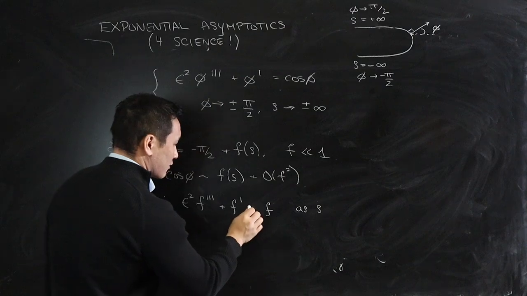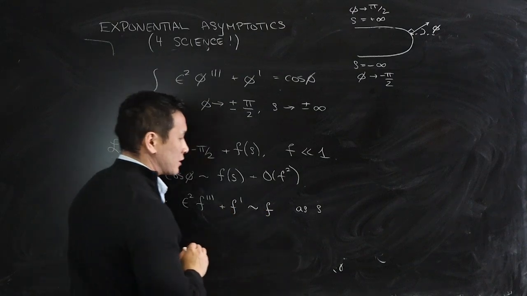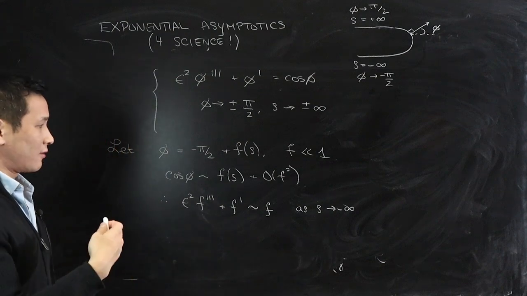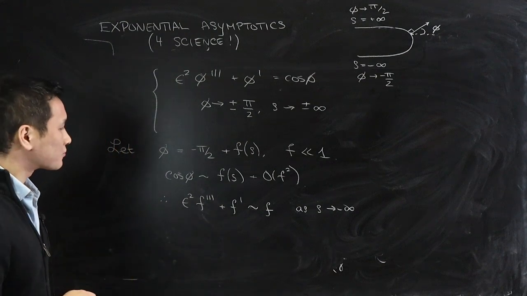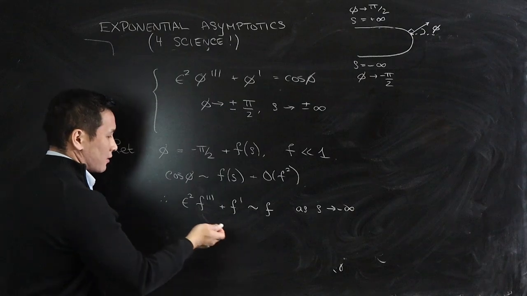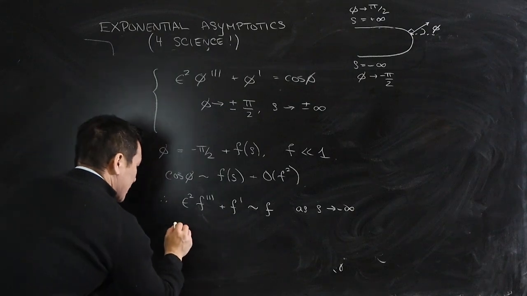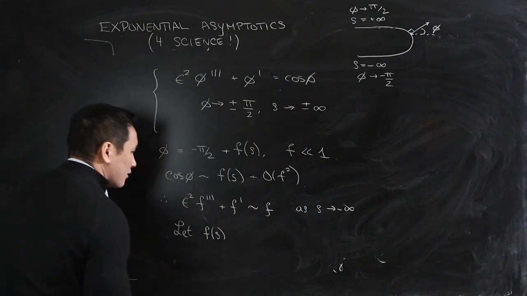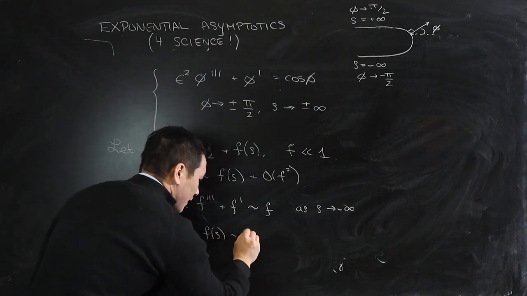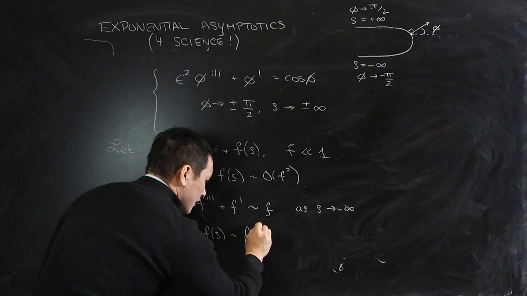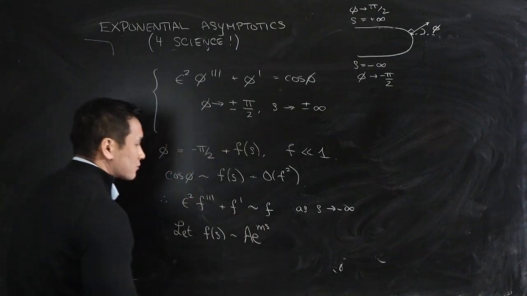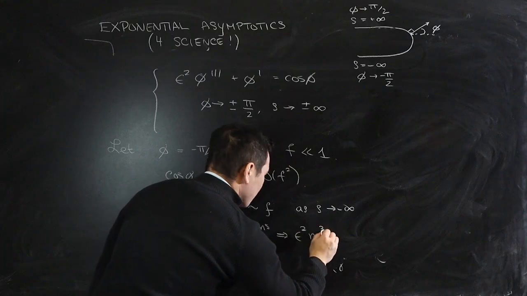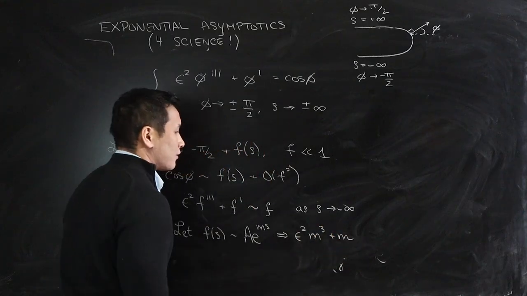So this should be rather twiddles if you want to keep it to this order of approximation as s goes to minus infinity. So this is the equation that should be valid far on the left at minus infinity. Well, this admits exponential solution, so if I just let f of s be basically a times e to the, say, m times s, I have to solve a cubic equation, epsilon squared times m cubed plus m twiddles 1.